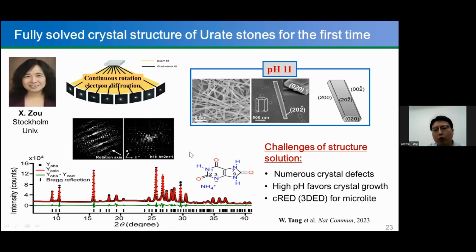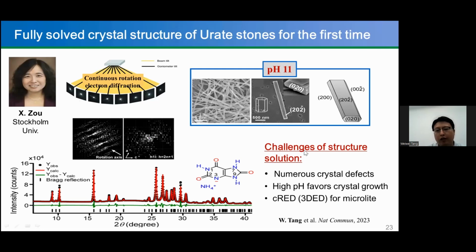So the structure of urate is relatively simple, and the crystal structure of urate monohydrate has been fully determined since 1974. However, the structure determination of ammonium urate is difficult and challenging. This is due to the numerous crystal defects formed during crystal growth. So we found high pH improves crystal growth and successfully determined the ammonium urate crystal structure by using 3-dimensional electron diffraction techniques.